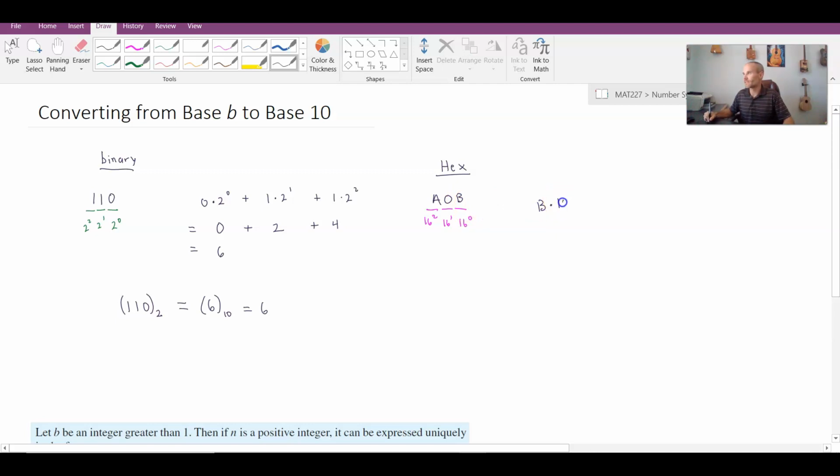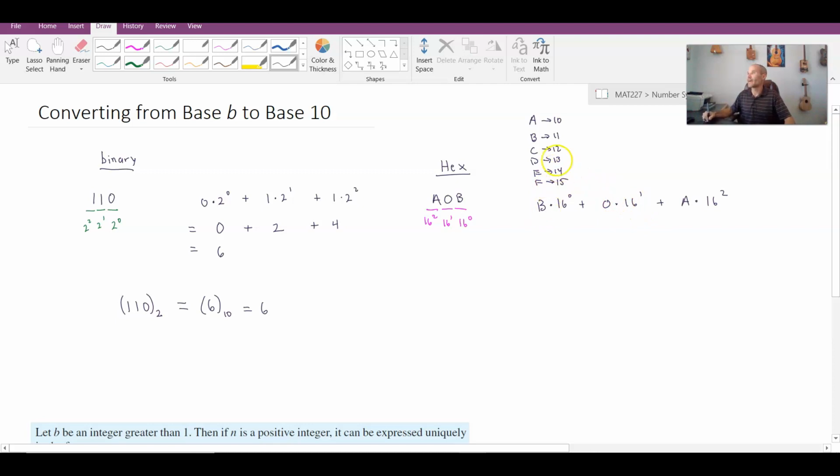B groupings of 16 to the 0, plus I have 0 groupings of 16 to the first, plus I have A groupings of 16 squared. Now we have to convert these because B is not actually a numerical value that we can work with, but if we recall, A in hexadecimal is actually equal to 10, B is 11, C is 12, D is 13, E is 14, and F is 15.